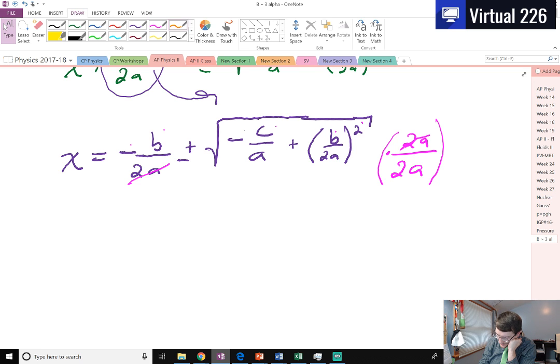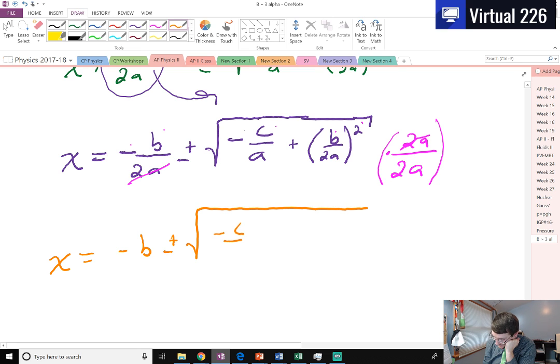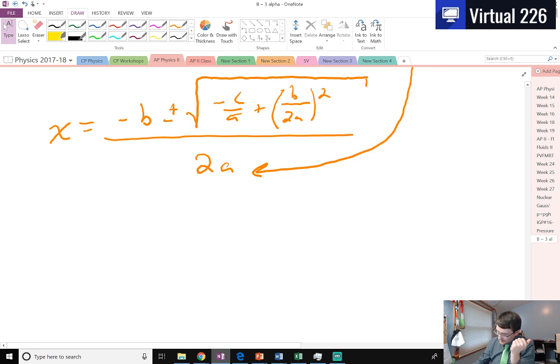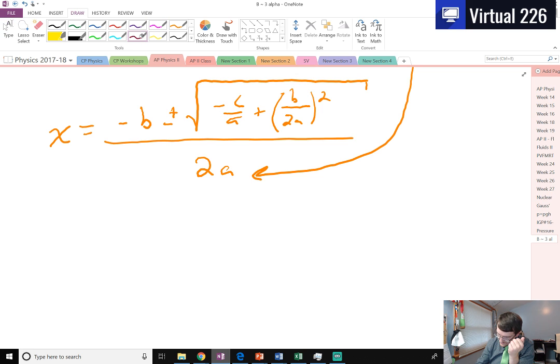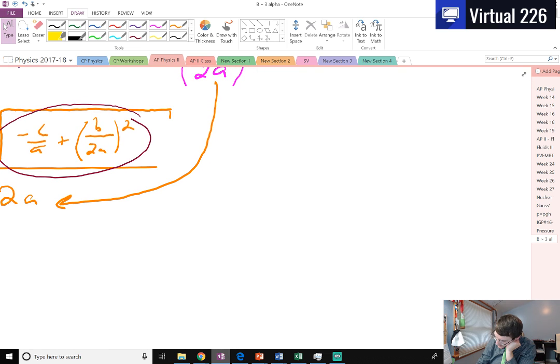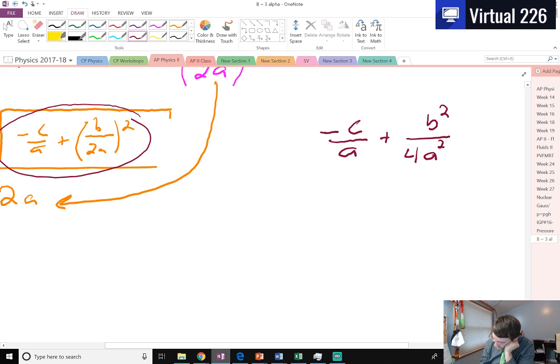And what we end up having is that x equals negative b plus or minus this crazy root term, negative c over a plus b over 2a quantity squared, all divided by 2a. That was the 2a right there. Whew. And if I go and simplify this root right here, well, we'll do this to the side. That could be written as negative c over a plus b squared over 4a squared.